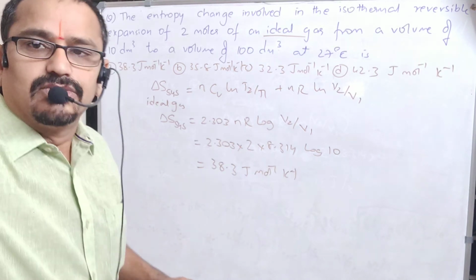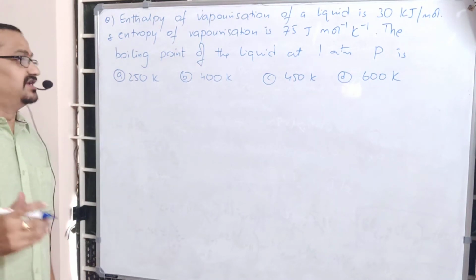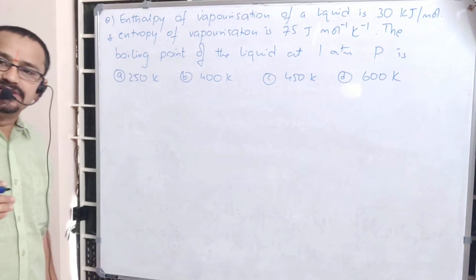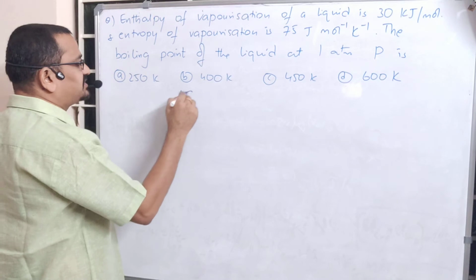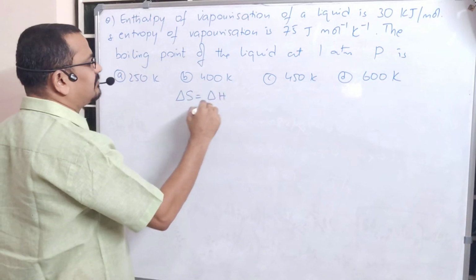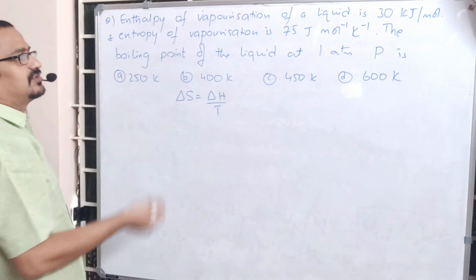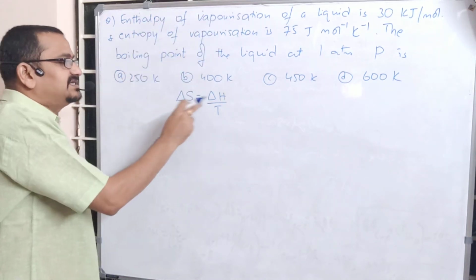Let us see one more question. This is another question based on the relation between entropy change and enthalpy change. Let us see what the relation is. Entropy change is given as enthalpy by T, delta S is equal to delta H by T. It is vaporization, so entropy increases. During vaporization, entropy increases, so the entropy change is positive.